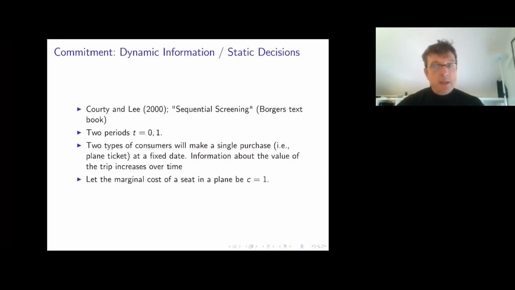So what my true willingness to pay for the ticket is, my true value for the trip, will become clear only to me in period 1. In period 0, I might have an estimate. And to make this problem interesting, and to have an interesting answer for the efficient allocation already, we're going to assume that there's a marginal cost of filling that seat in the plane, and let that be C equal to 1.